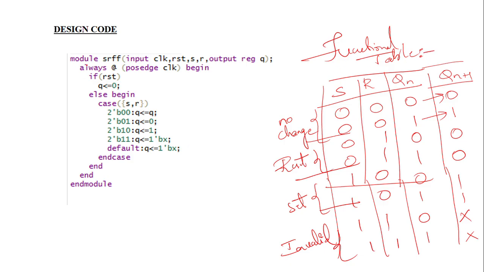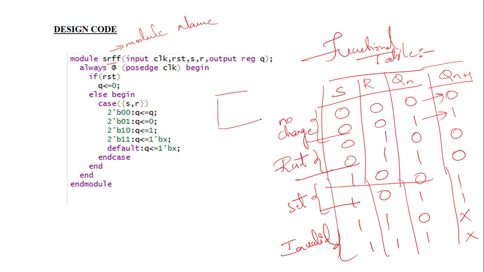Just see how you start your design code. You have to start with module, followed by the module name. You have to write the module name here. So SRFF is our module name. You can use any module name according to your understanding. So what input ports do we have?